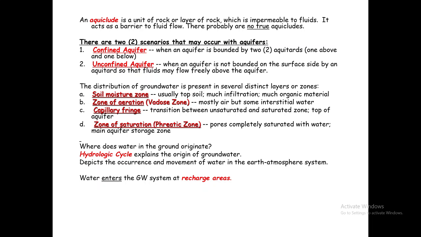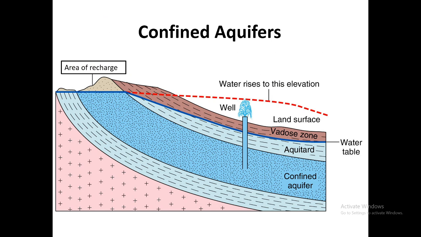Water enters the groundwater systems at recharge areas and then it leaves the system at discharge areas. Here is one of the very comprehensive figures explaining confined aquifers. We have an area of recharge on the left side, and the water is being infiltrated into the aquifers. And this red line is showing the potentiometric surface. That means that the water has the capacity to rise up to this.